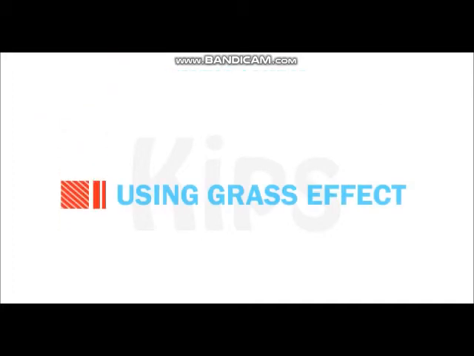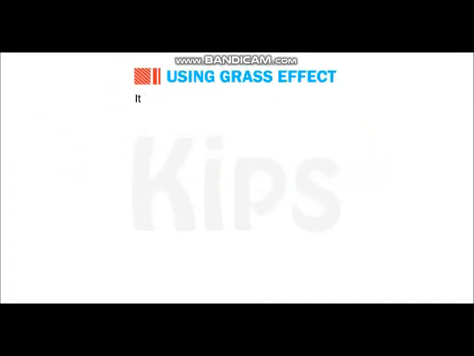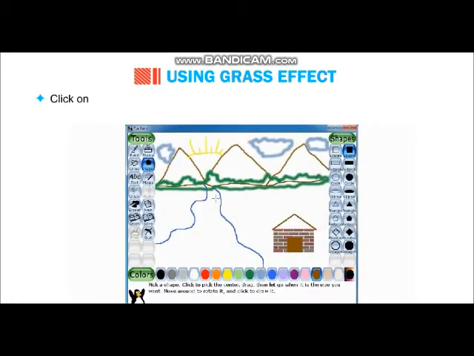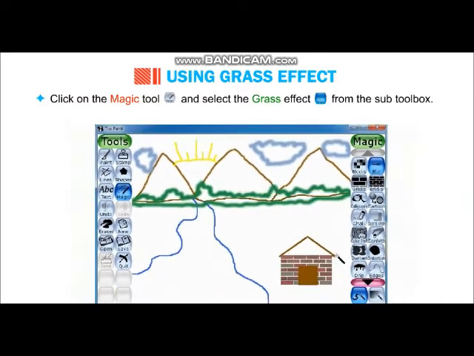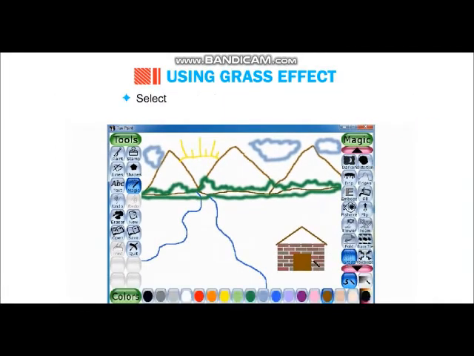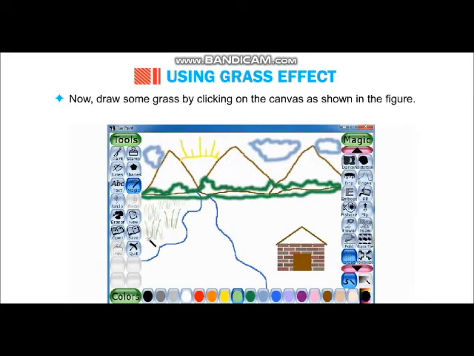Let us now find out how to use the grass effect. It is used to give a grass effect in a drawing. Click on the Magic tool and select the grass effect from the sub-tool box. Select green color from the colors palette. Now, draw some grass by clicking on the canvas as shown in the figure.